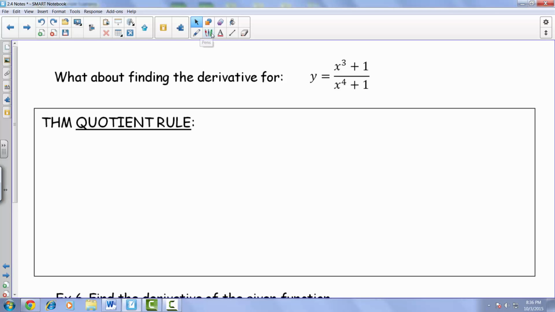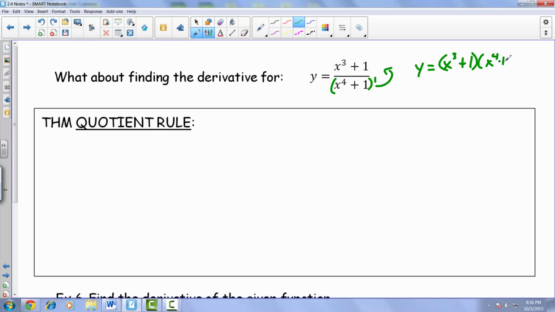Now, we've talked about the product rule when you're multiplying two things, but what happens when you're trying to divide two things? Well, there is an option where you could bring this up to the top and actually make that exponent negative. So in other words, you'd end up with x cubed plus 1 times x to the fourth plus 1, and that x to the fourth plus 1 would have a negative exponent. You could do this and actually use your product rule. The only issue is that we haven't really talked about yet how to actually work with this guy.